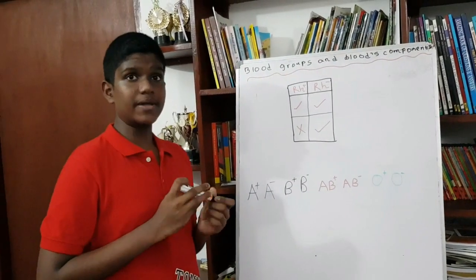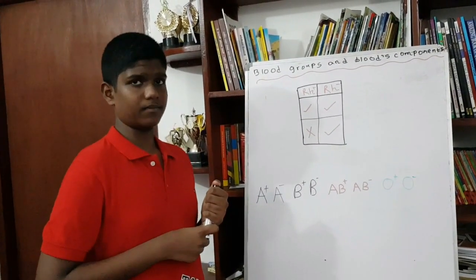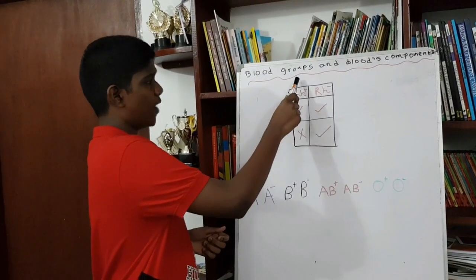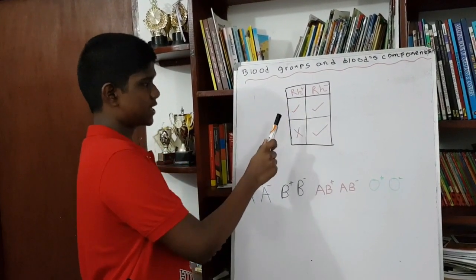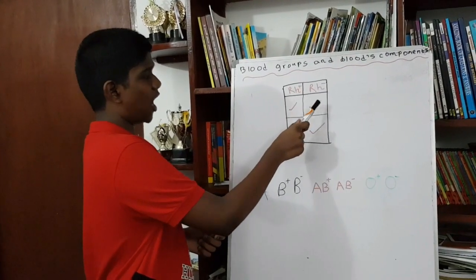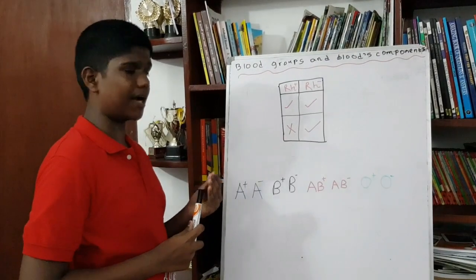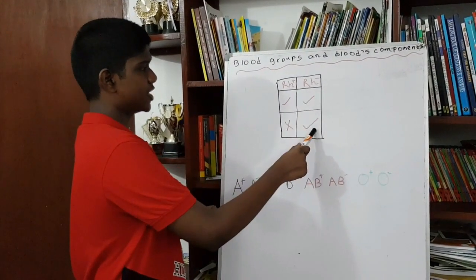There is an effect of the rhesus factor when donating blood. As you can see in this table, the people who have Rh positive blood can receive from both Rh positive and Rh negative. But the people who have Rh negative blood can only receive from Rh negative.